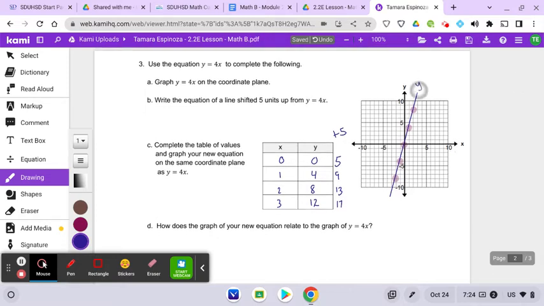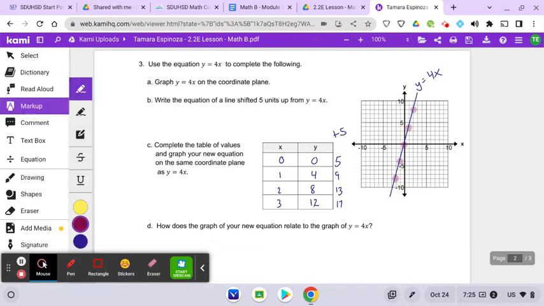So this one is y equals 4x. Now we want to shift up 5. So what does shifting up 5 do? It's changing that y-intercept. It's going up 5. It's not changing the slope. It's just changing the y-intercept. So I'm starting at 5 and going up 4 over 1, or down 4, left 1, same thing. And I see I'm going to form parallel lines.